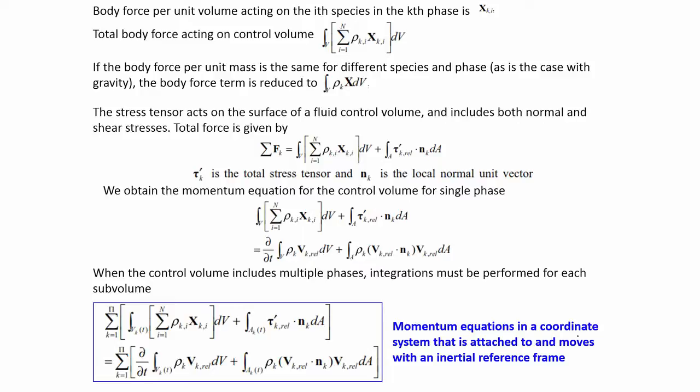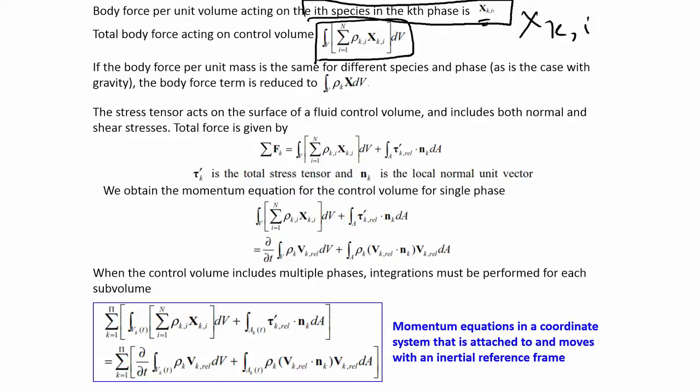So, if the body force acting on the ith species in the kth phase is X_ki, then the total body force expression is given by this. So k is the individual phase, and i can be the individual components; it can also be a multicomponent system. If the body force per unit mass is the same for all the species and phases, as with gravity, which is indeed the case, we can simply write it like this, which is nothing but rho_k X dV.